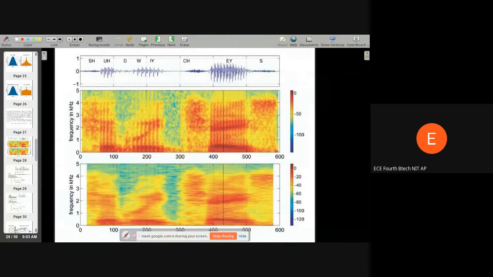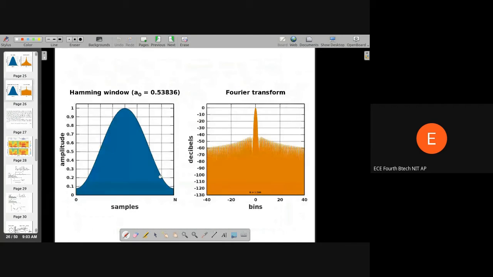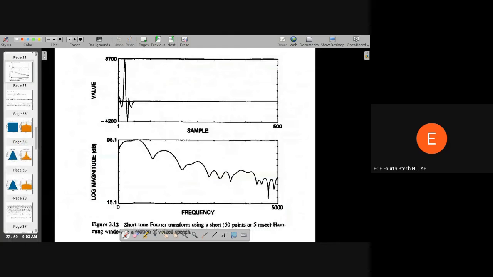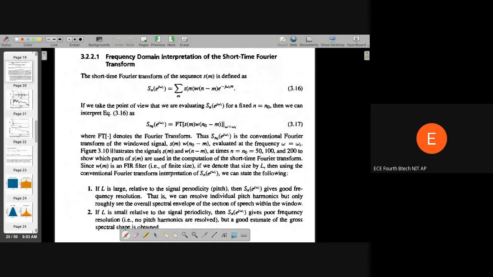So we'll be discussing the spectrogram, the short-time Fourier transform, and its representation as a visual tool called the spectrogram. So what we had, let's just recap the important things. So we had this.